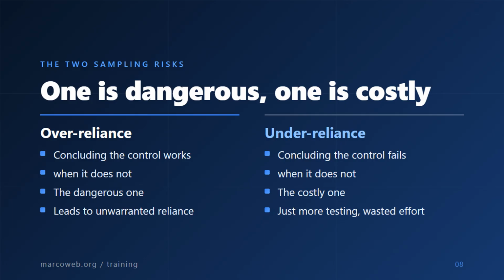The exam also separates 2 sampling risks. The risk of over-reliance is concluding the control is effective when it is not. That is the dangerous one, because it leads to unwarranted reliance and too little substantive work. The risk of under-reliance is concluding the control is ineffective when it is. That one is merely costly, it produces unnecessary extra testing. If asked which matters more to the effectiveness of the audit, it is over-reliance.